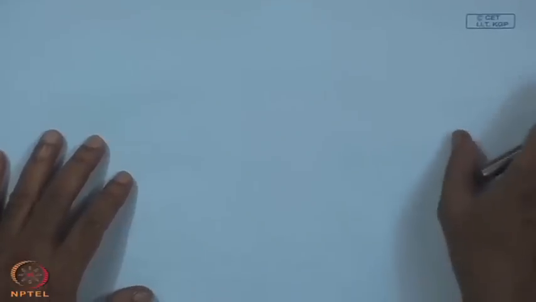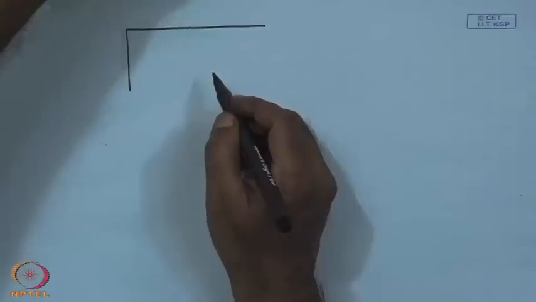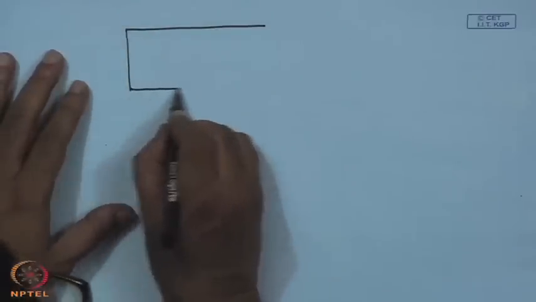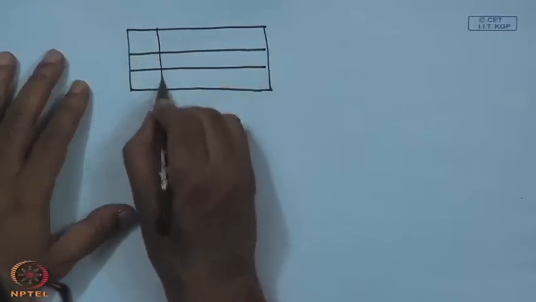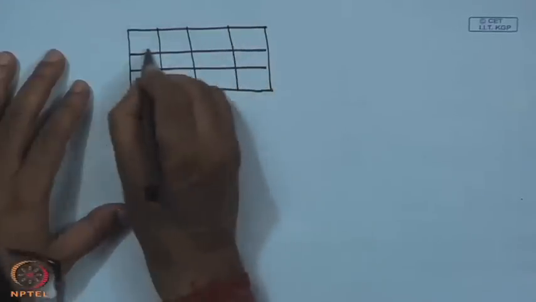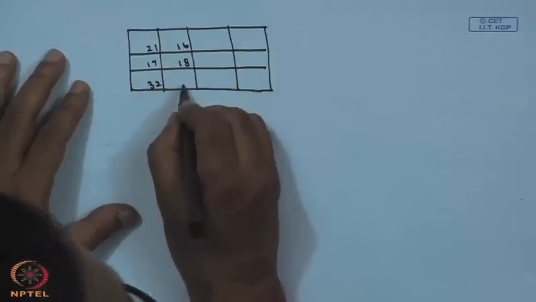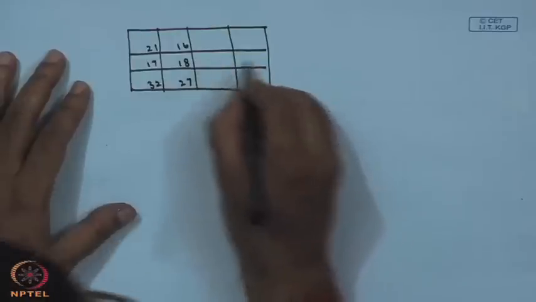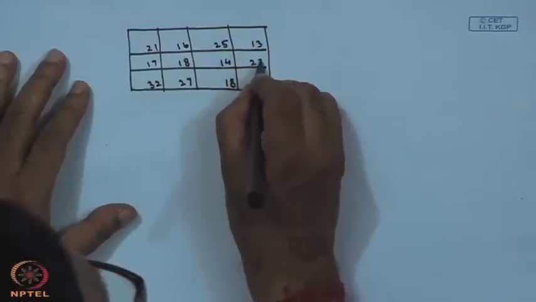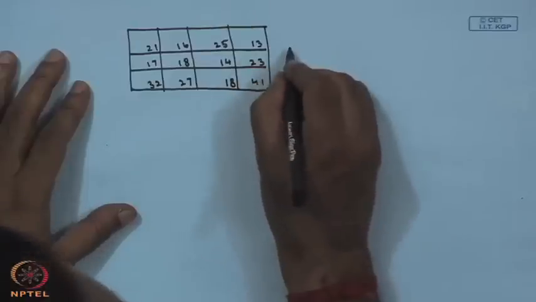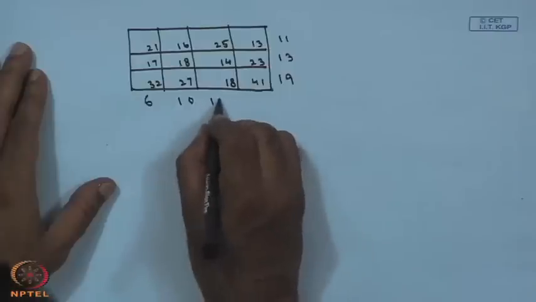Let us just take the example. Same example actually I will take now, so that you can find out what the costs are. In the earlier case the cost was 922. So, again you have the same table, 3 rows and 4 columns, 1, 2, 3 and 4. The costs are 21, 17, 32, 16, 18 and 27, then 25, 14 and 18, 13, 23 and 41. Availabilities are 11, 13 and 19, whereas the demands are 6, 10, 12 and 15.